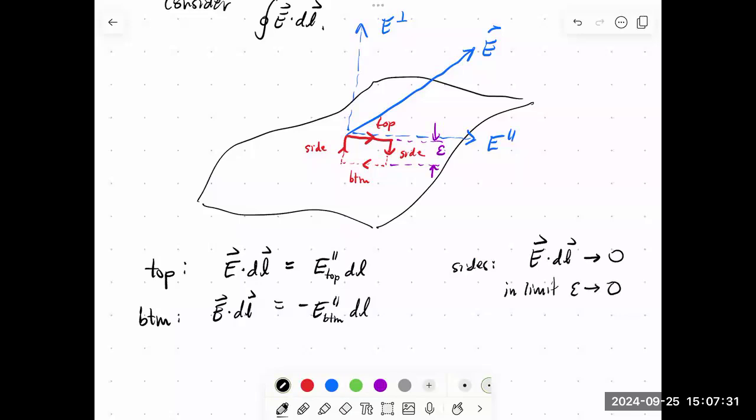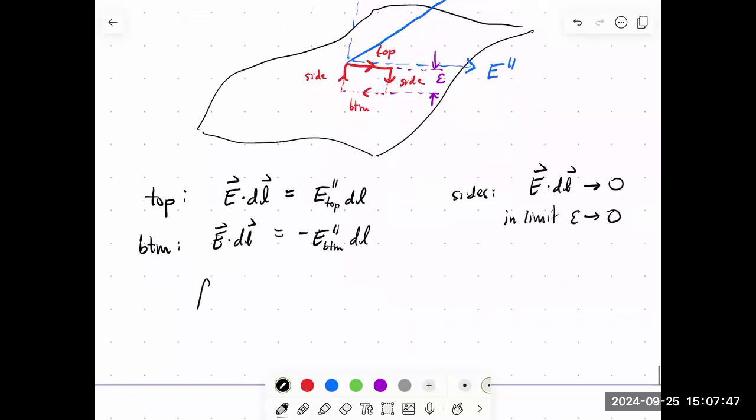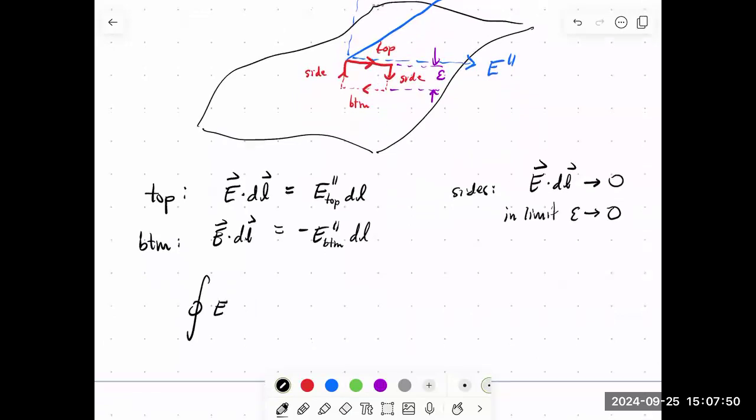So we make our loop really have almost no height. It's just we have one that's directly above the surface and one that's directly below the surface, but there's no separation between the two. Okay, so if we do that, then this integral around the closed path is going to be the integral of E dot dl for the top part, plus the integral of E dot dl for the bottom part, plus the integral of E dot dl for the two sides. The sides we've already gotten rid of. The top and bottom are these expressions after the dot product.